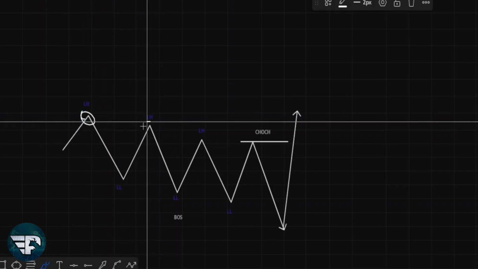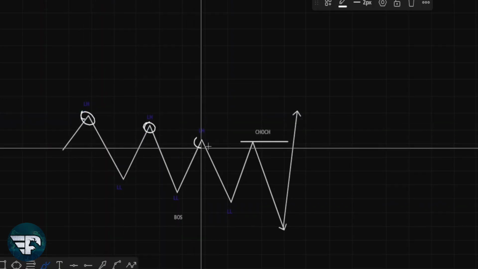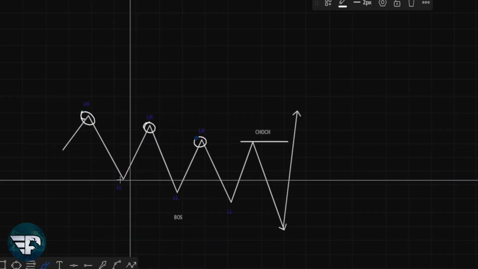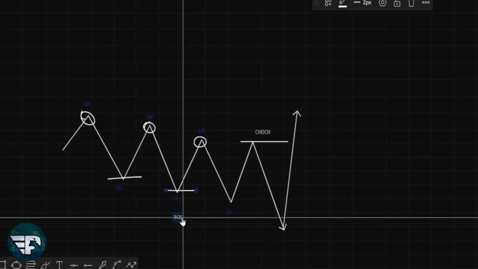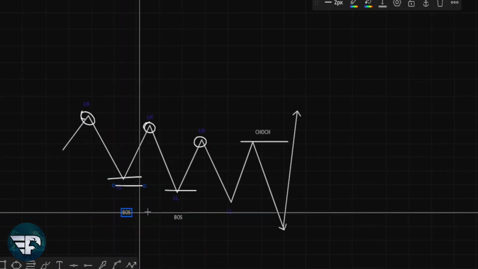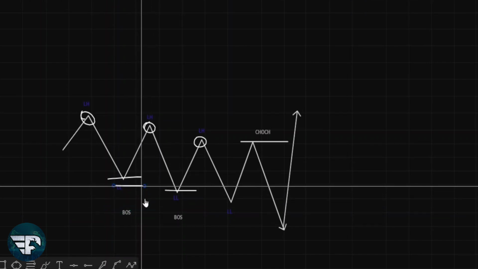We don't want to see them taken away. We don't want to see price take them. Okay, we want to see price push, break the low, and then break the low. Anytime the lows break in a downtrend, that is a break of structure. That is where we say break of structure has happened.